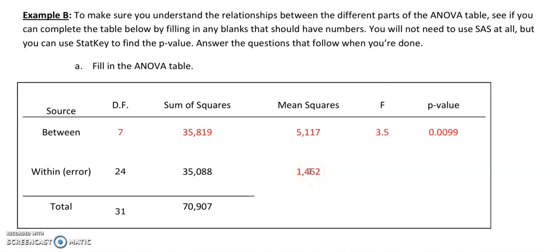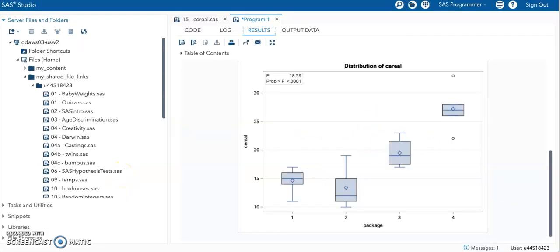I'm almost all the way through the table now. To get my test statistic, it's the mean squares between divided by the mean squares within. So I'm taking 5,117 divided by 1,462. That gets me 3.5. And then the last step to get my p-value is I would go and use StatKey. And I would say, okay, I've got an F distribution with 7 for the numerator degrees of freedom, 24 for the denominator degrees of freedom, and I'm shading everything above 3.5.